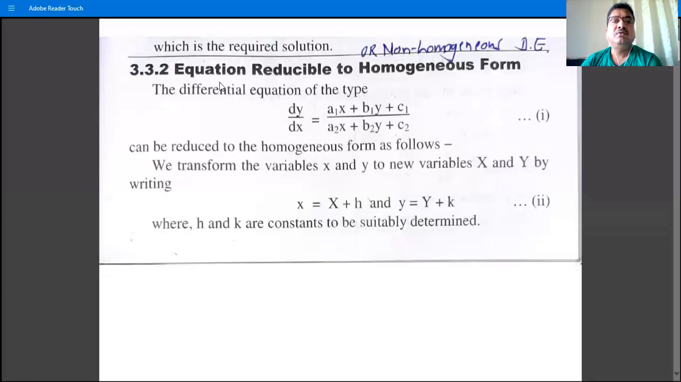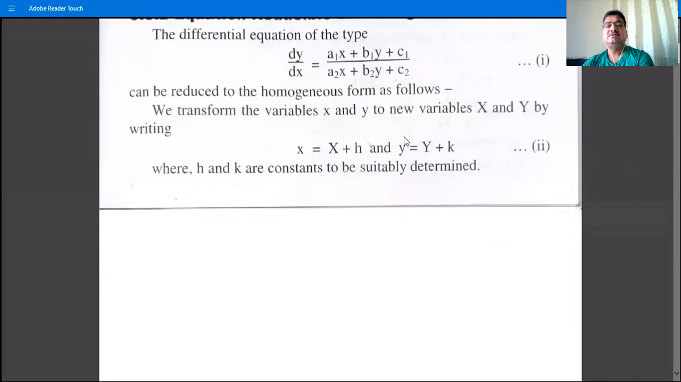So next type is what? Equation reducible to homogeneous form, or homogeneous differential equation, also called non-homogeneous differential equation. The differential equation of this type: dy by dx is equal to (a1x plus b1y plus c1) divided by (a2x plus b2y plus c2). So in order to solve these examples, the method is what?